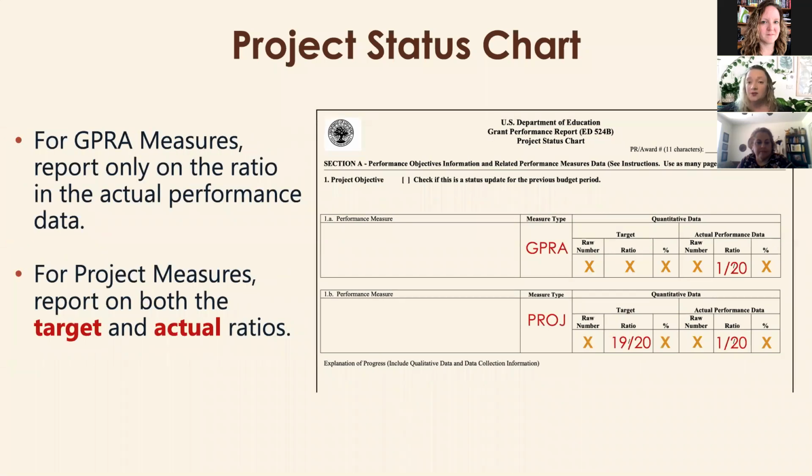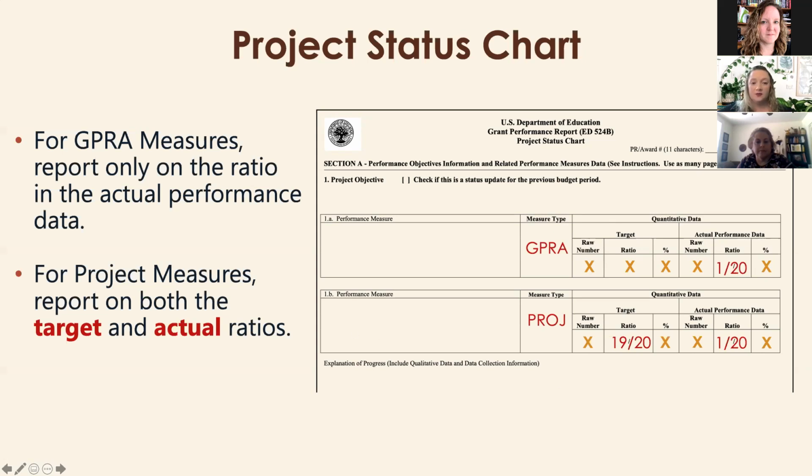Really important is the formatting. So for GPRA measures, you'll see in this example, as you look at just this top part, you'll want to make sure to write that they're GPRA in the measure type. And then in G5, the only thing that you have to actually enter is your ratio. You will not supply a target for your GPRA, only your actual performance, and you'll just do your ratio here. It will auto-calculate a percentage for you.